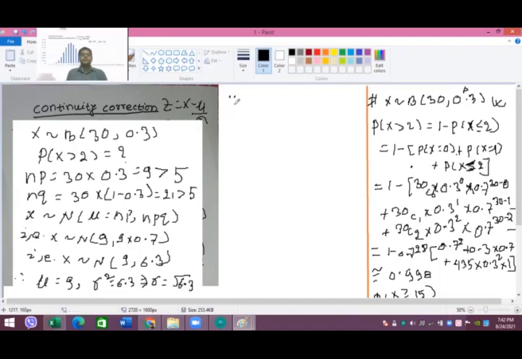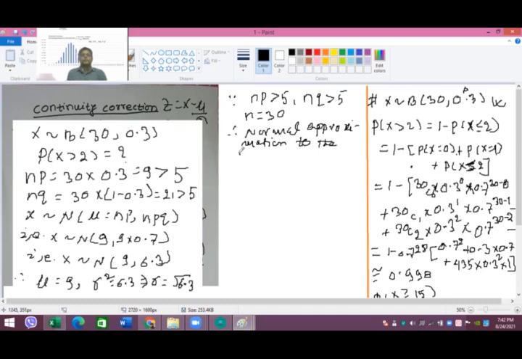Since both n times p is bigger than 5 and n times q is bigger than 5, and also n equals 30, which is the starting point of a large sample size, the normal approximation to the binomial distribution can be applied here.